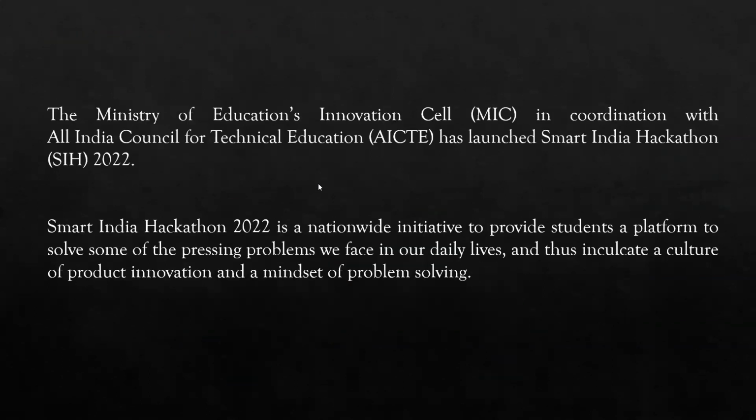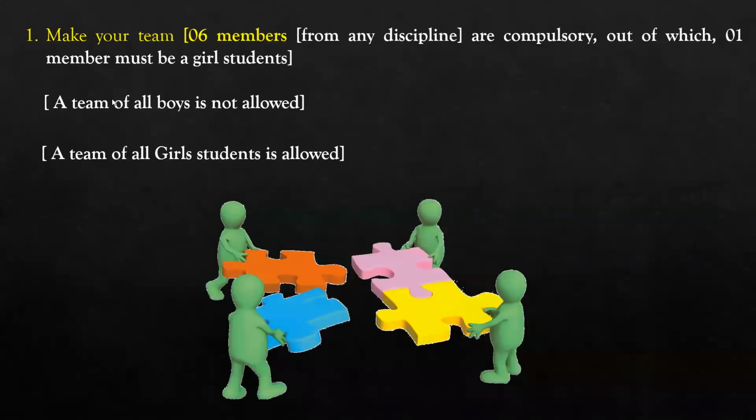So what are the steps to participate in this hackathon? The first step is you have to make a team of 6 members. That is the minimum; a minimum of 6 members is required. If you take students from other disciplines, that is an advantage for you. Out of the 6 members, 1 must be a girl student. That is the compulsory requirement to form a team.